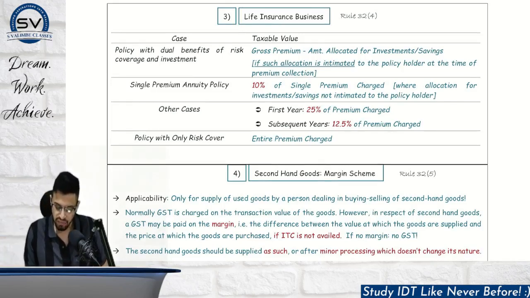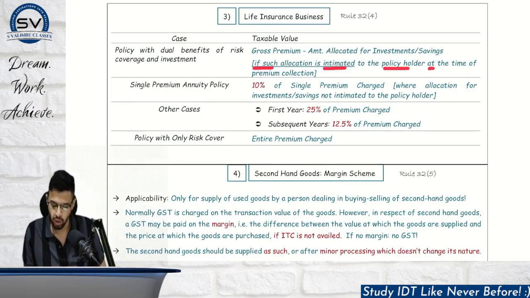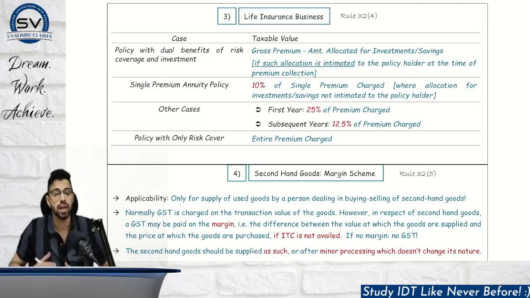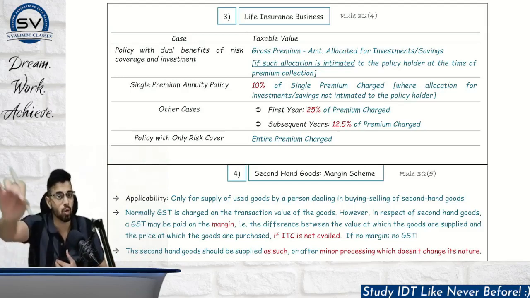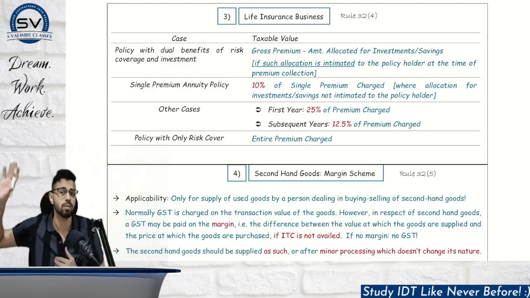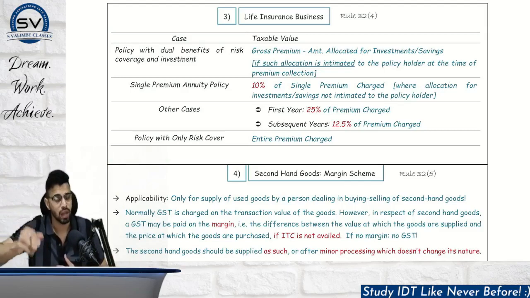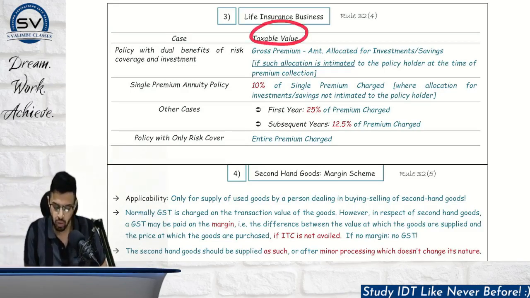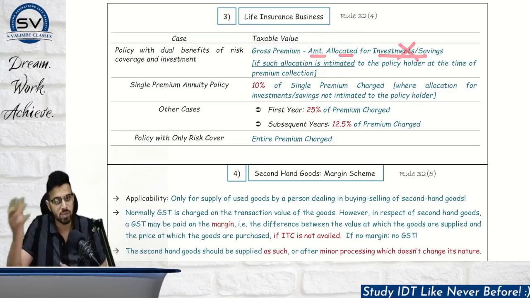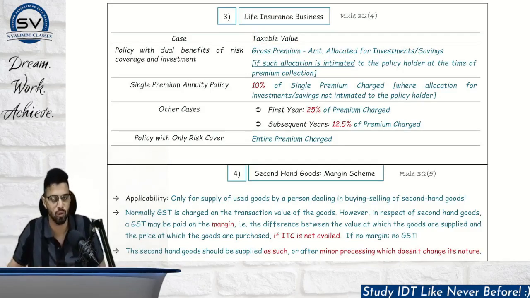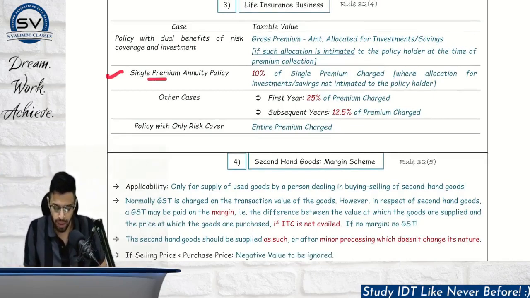So if such allocation is intimated to the policy holder at the time of premium collection, meaning if I am a policy holder and the company has intimated that, let's say, 40% of the amount will be for your insurance and 60% will be for the purpose of investment, then the GST will be leviable on the 40% of the amount, right? So taxable value for the purpose of GST will be total gross premium minus the amount allocated for investment, because on the investment amount there is no GST, there is no service being provided, that is just invested in the market.